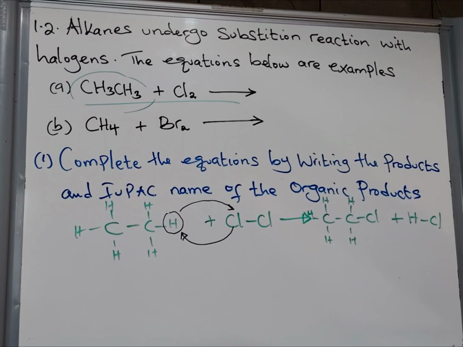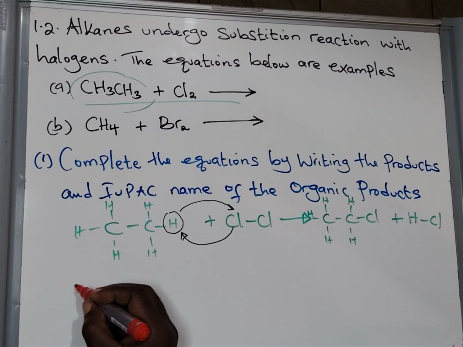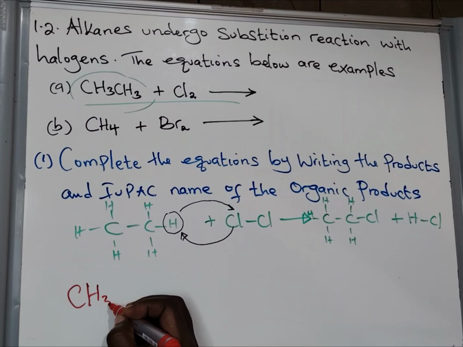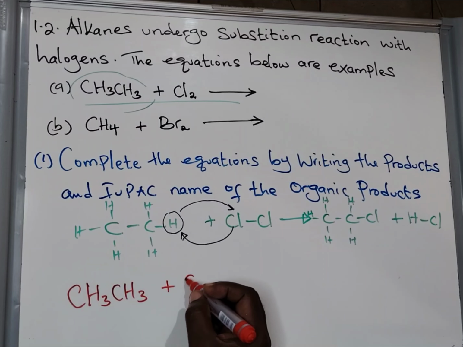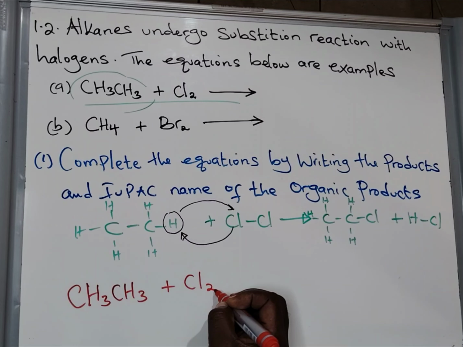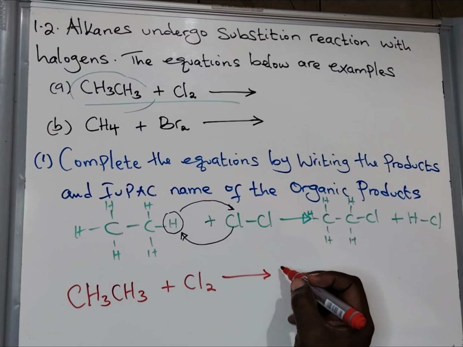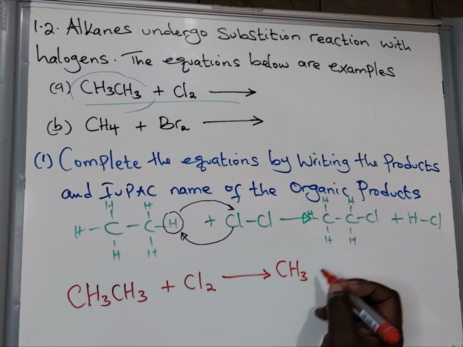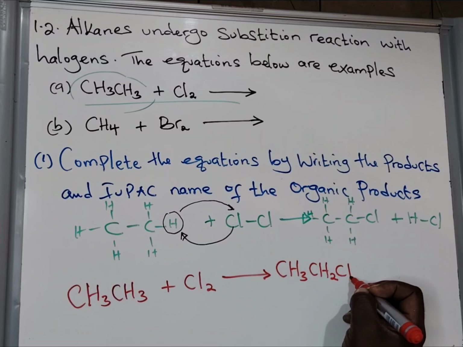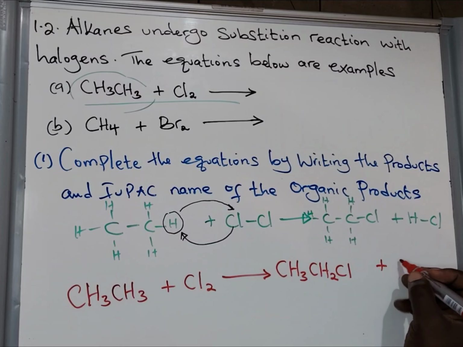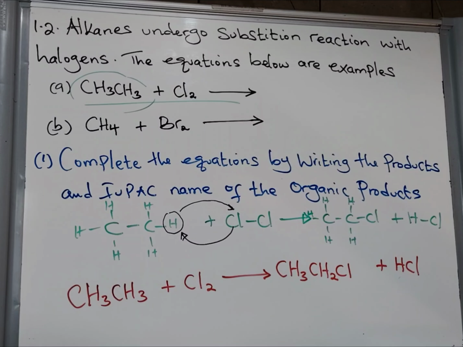So if you take this one back to our condensed structure, we are going to have CH3CH3 plus Cl2. This one giving you CH3CH2Cl plus what? Plus HCl. Yeah, that is it for A.